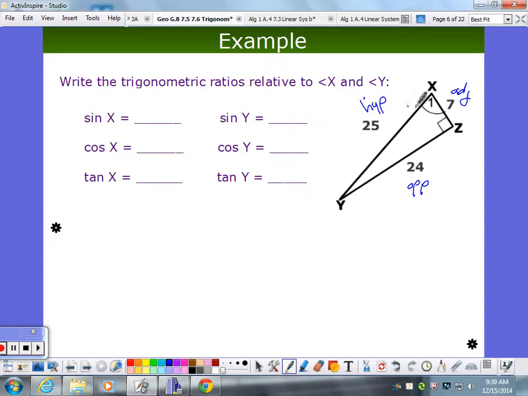Good. Now once you've kind of labeled this, then you just have to remember SOHCAHTOA. If I want the ratio of sine of X, I'm going to do opposite over hypotenuse. Sine of X is 24 over 25. If I want the cosine of X, that's adjacent over hypotenuse, 7 over 25. And if I want tangent, it's opposite over adjacent, 24 over 7. Those are the values of the sine, the cosine, and tangent of that angle.